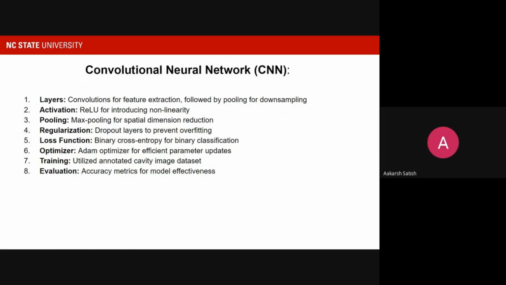Thank you, Arjun. So we use a CNN for our neural network architecture. We had three convolutional layers with max pooling and regularization. Max pooling was mainly used for the spatial dimensional reduction of the images, and the layers were 32, 64, and 128 filters. Then we used regularization methods like dropout layers to prevent overfitting of the model, and we used binary cross entropy for the binary classification, and we trained based on this model.